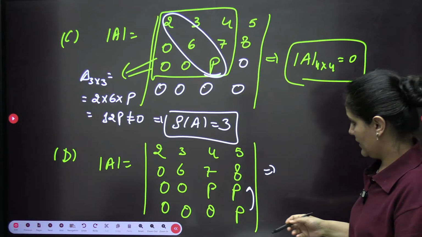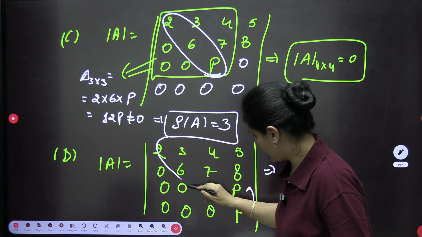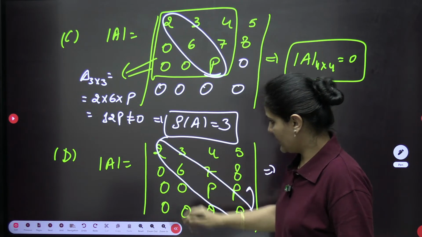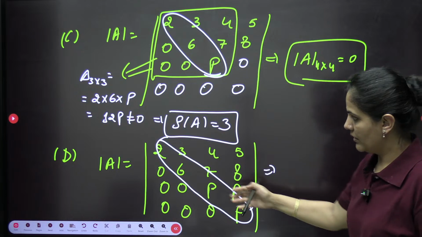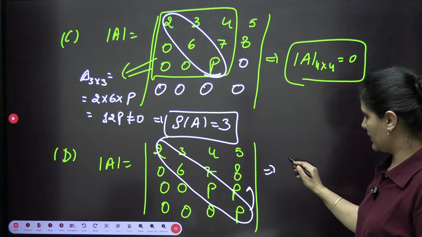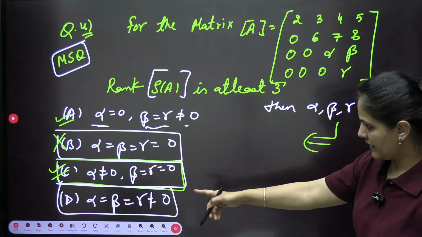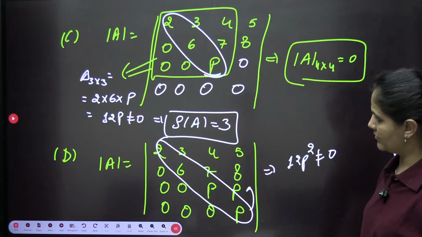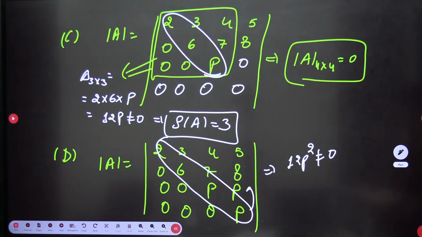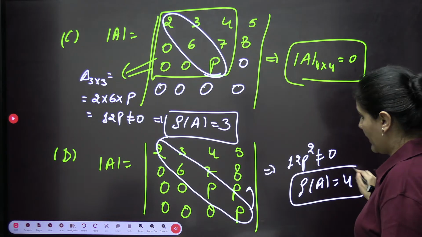If I check, this is nothing but a triangular matrix, and the determinant is not equal to 0. This is a triangular matrix and the determinant value is P square, so this is 12P square. The determinant value is not equal to 0 because alpha, beta, gamma are all not equal to 0. The last option is this one, correct? So the rank of the matrix is 4 here.